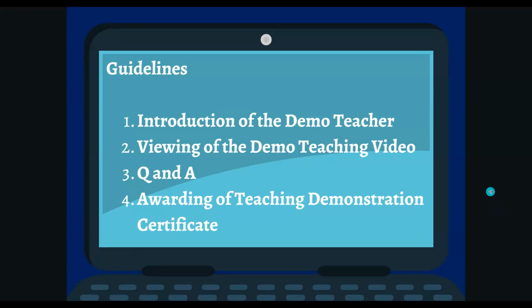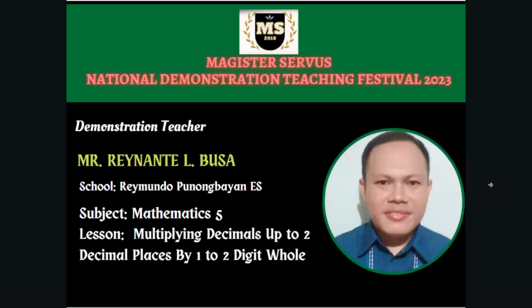So to start, our first demo teacher is Mr. Reynante Busa from Raimundo Punong Bayan Elementary School. And the subject is Mathematics 5. And the lesson is multiplying decimals up to 2 decimal places by 1 to 2 digit whole numbers. Please pay attention to the innovations on pedagogy to teach mathematics displayed in the demo teaching. So let us watch the video.